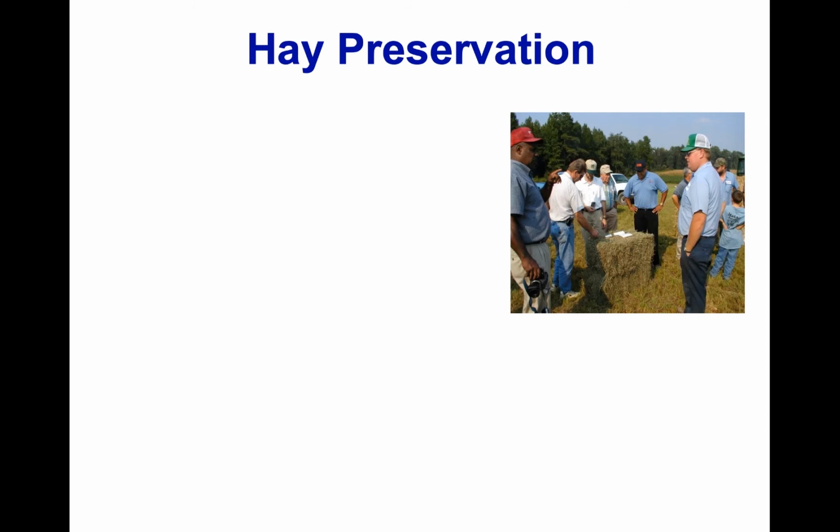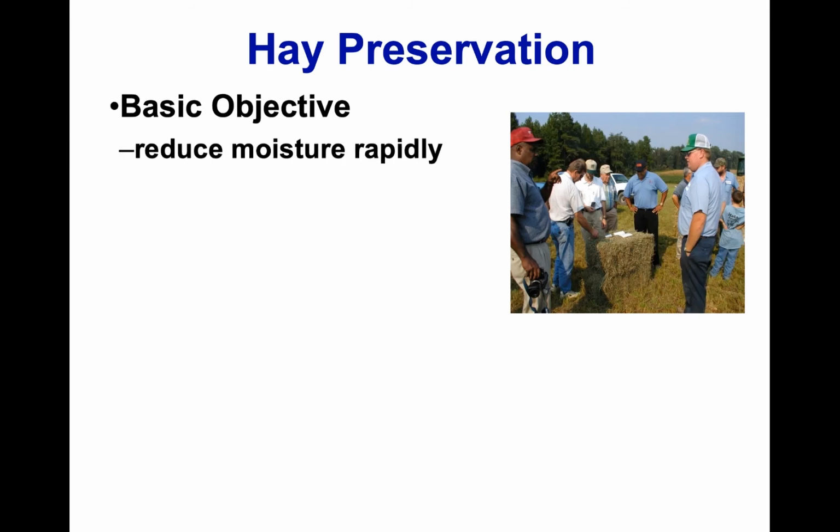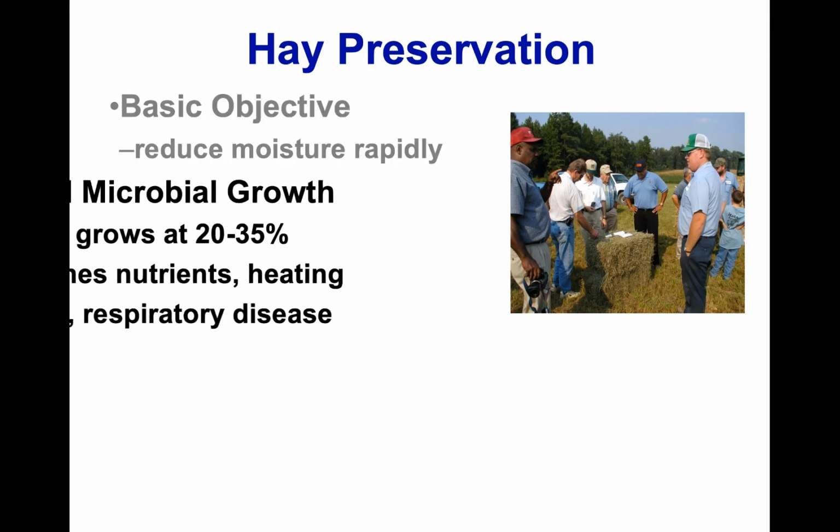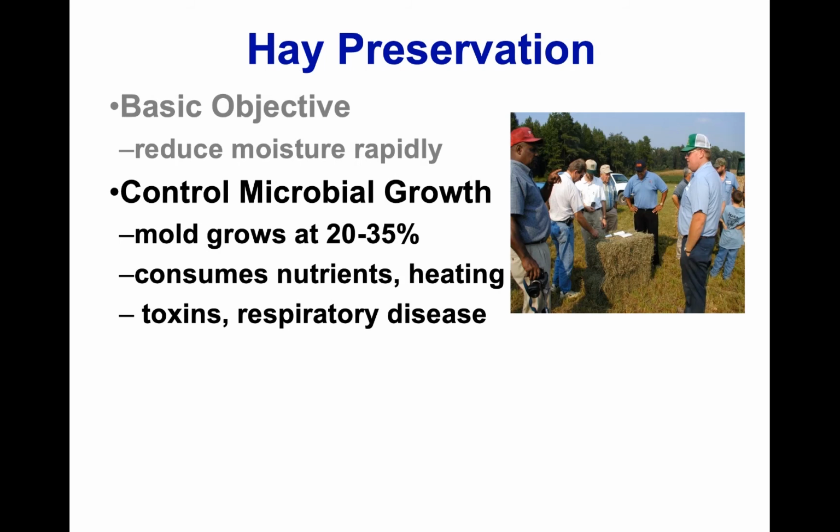Talk just a little bit about hay preservation. The basic objective is to rapidly reduce moisture in that hay. And the faster we do it, the better. What we're trying to control is microbial growth, and we do that by concentrating the solutes in the cell and getting rid of that moisture. Mold grows above 20% moisture, so if we can get that hay rapidly reduced to less than 20% moisture, we're going to inhibit mold growth in there.